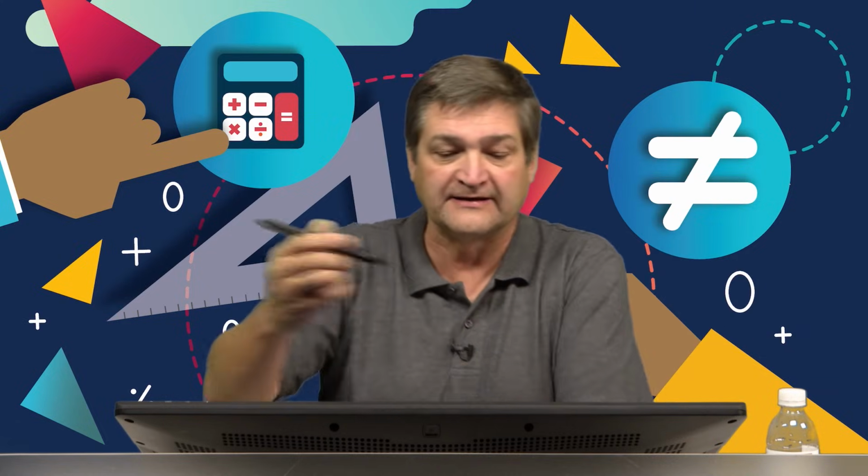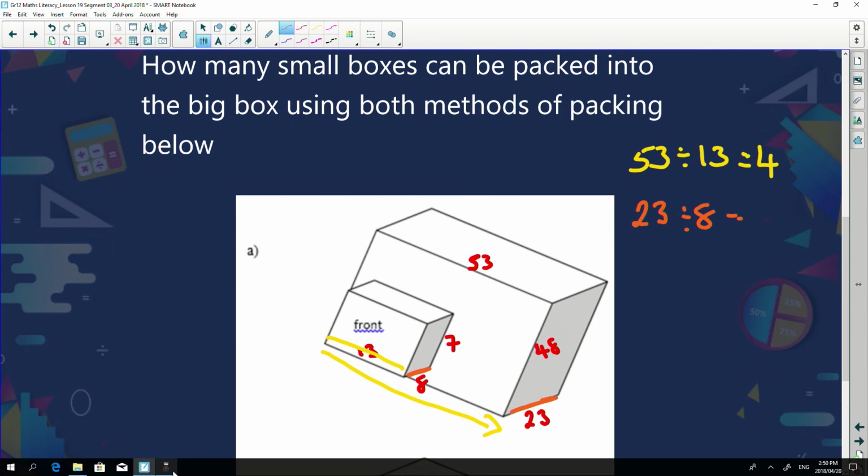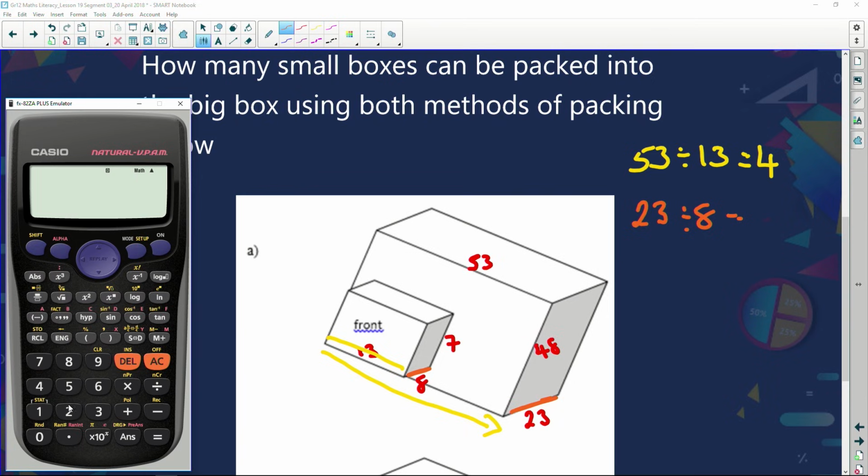Now, when I look, and again, we're going to use different colors here to try and show you the difference. This length is 23. This length, I'm told, is 8. How many can I fit in? Well, 23 divided by 8 is going to give me just less than 3. So I've got 23. I'm going to divide it by 8.